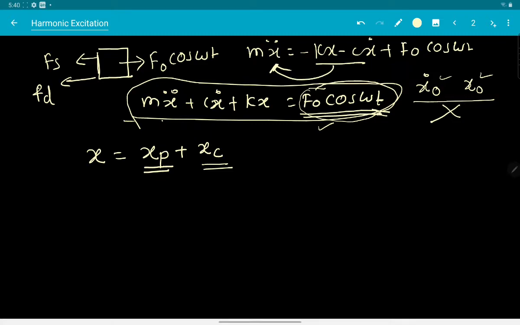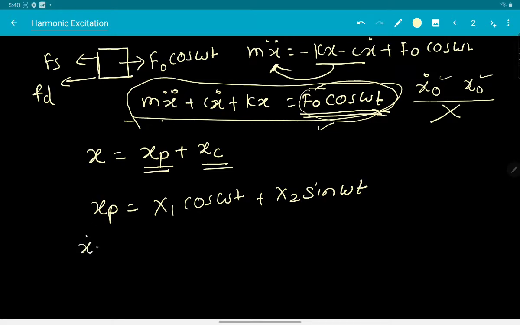This is externally applied forcing on our mass. Okay, let's try to find that out. What we are going to do is consider a form of xp which will be similar to this. Let me consider that as x1 cosine omega t plus x2 sine omega t. Now if that is xp, then what would be x dot p?